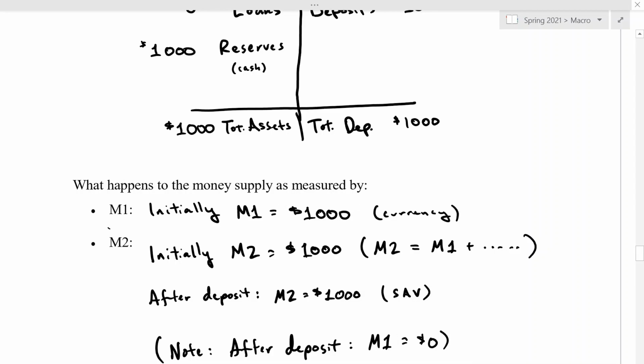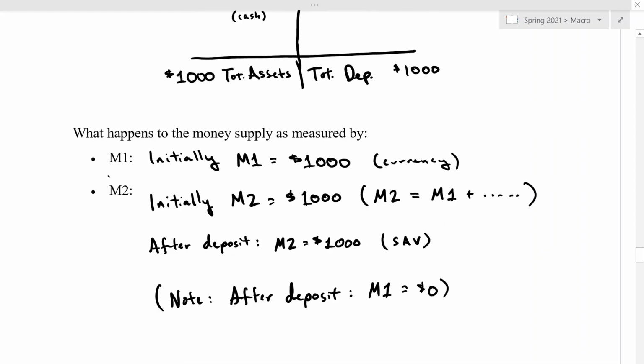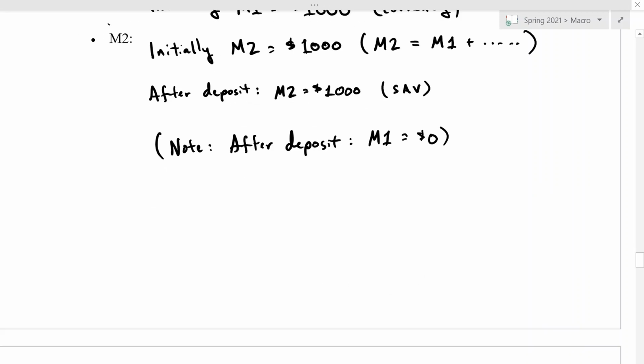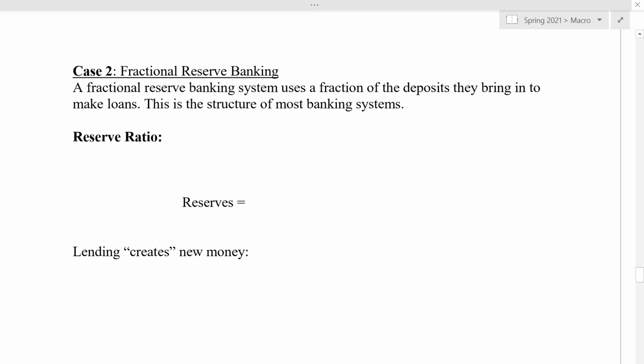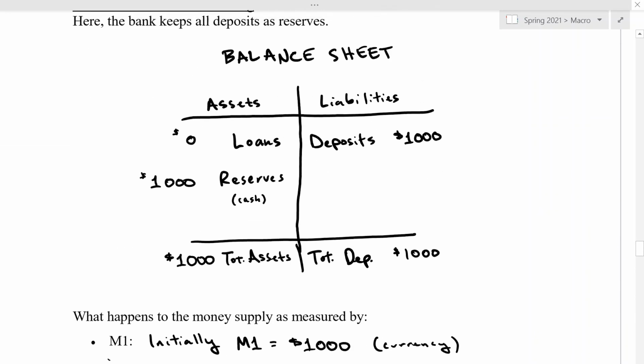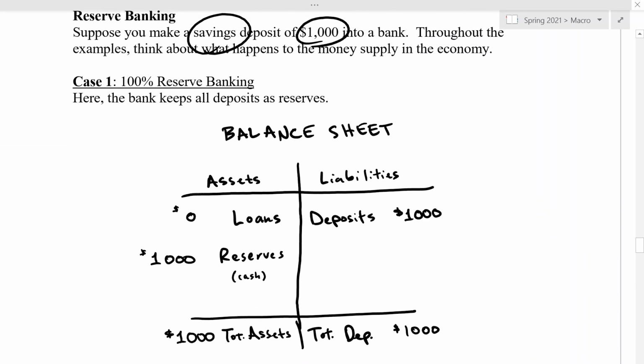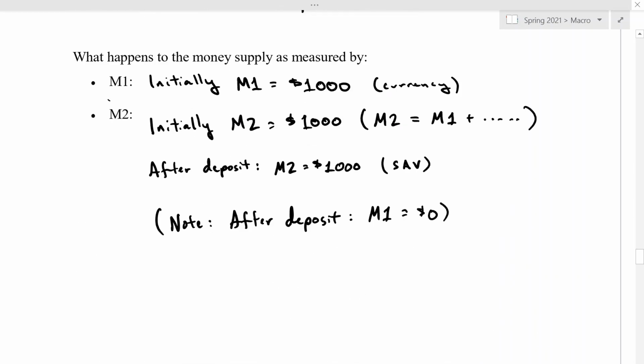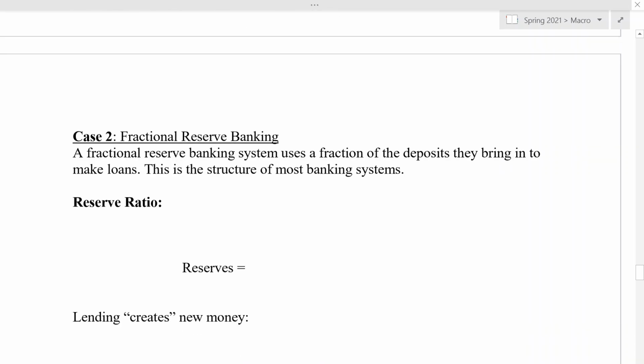Okay. So if that's a little confusing to you, go back and review that first video in the series where I talk about the money supply. But long story short, if we use the M2 to measure the money supply, there's no change. And in general, also, don't worry too much about that because 100% reserve banking is not very common. What's more common is fractional reserve banking.